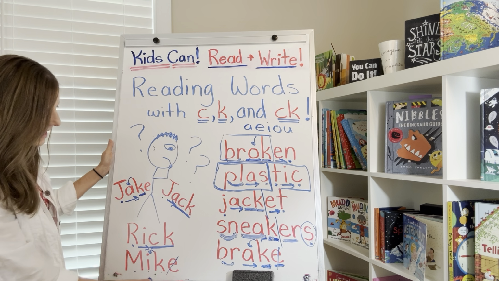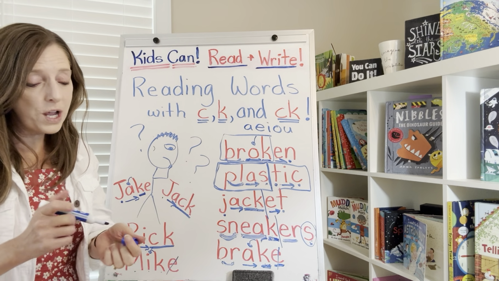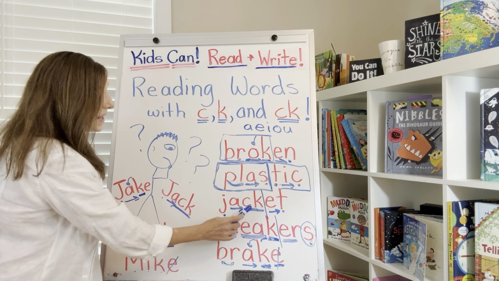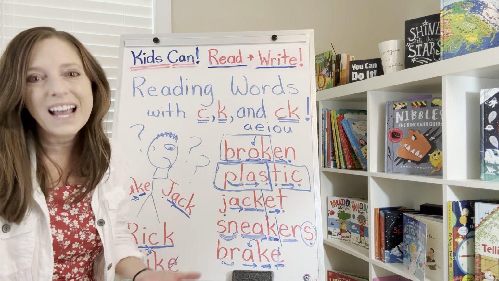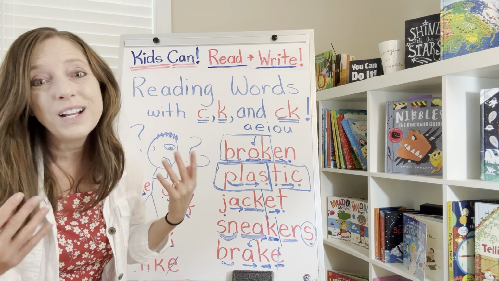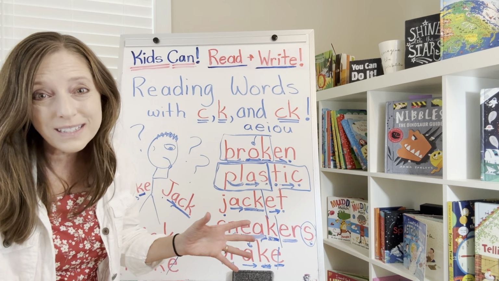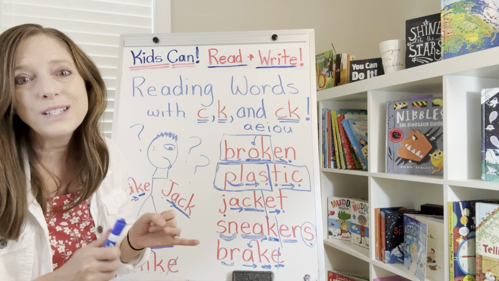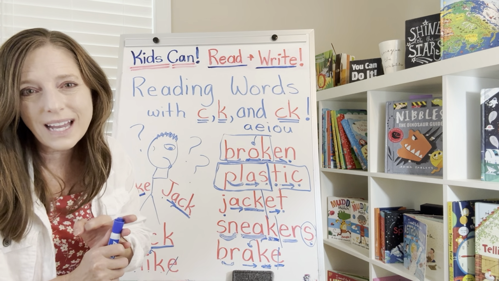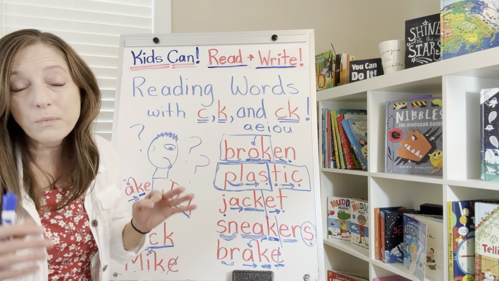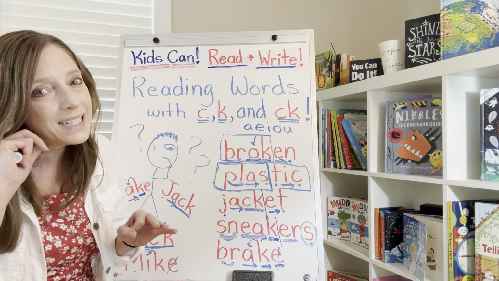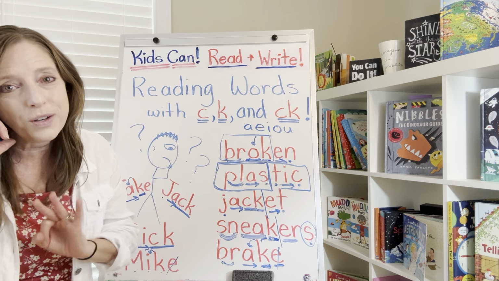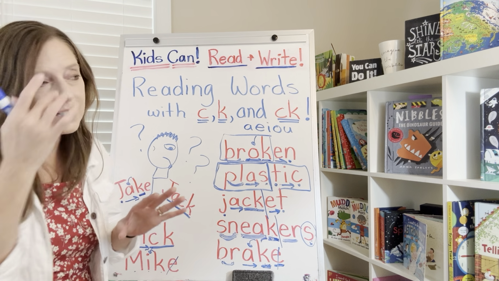So it's really helpful to know what that K is telling us, what that C is telling us, what that CK is telling us, especially if you're a brand new reader just trying to figure out all these crazy words. So make sure your kids understand what a C does, what a K does, and what a CK does. And then help them when they're spelling words to pay attention to what comes right before that K sound so they'll know which one to put when they're writing too.